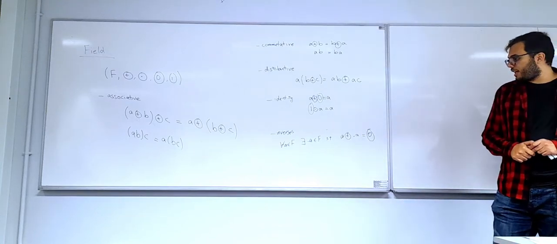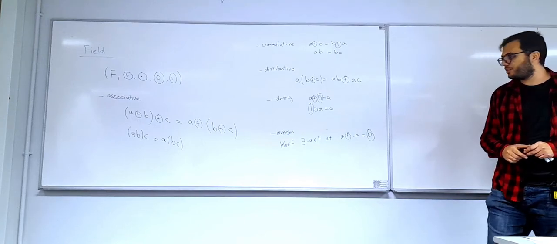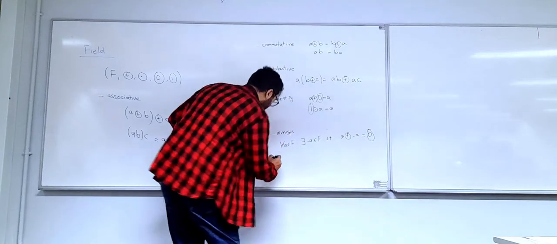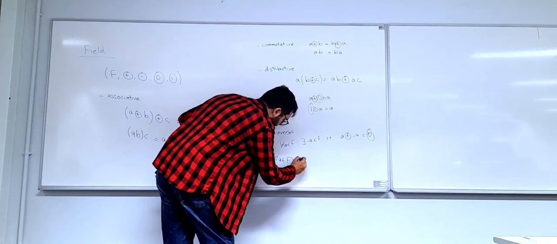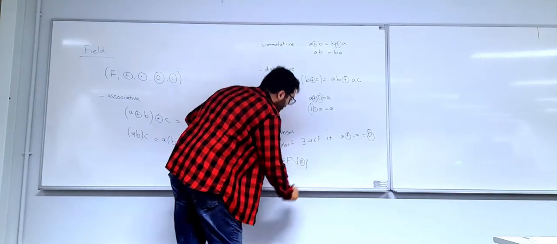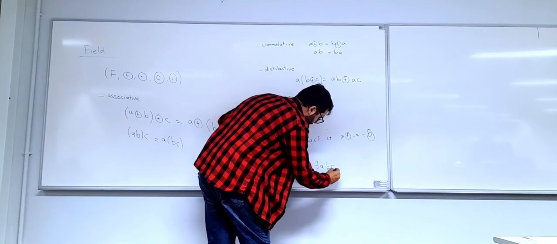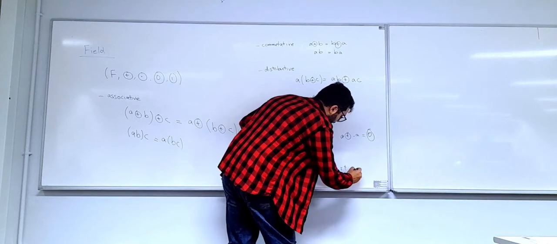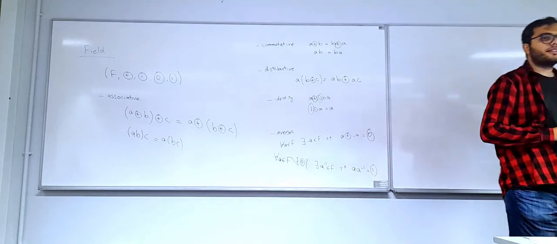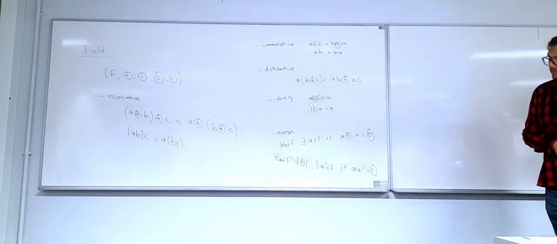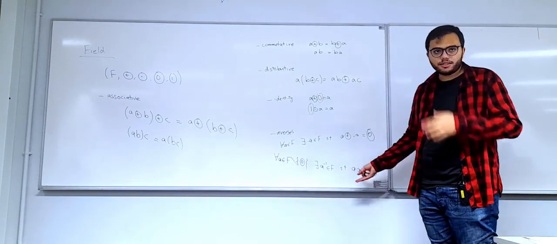And now I also need to have multiplicative inverses, but only if it's not 0. So for every element that is not 0, for every A that is in S, but not the zero element, there is another element, which I call A inverse in S, such that A multiplied by A inverse is just 1. Okay. Yeah, that's it. So this is what I mean whenever I talk about a field.